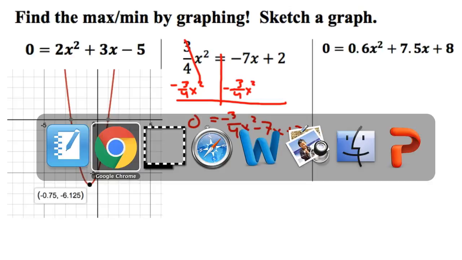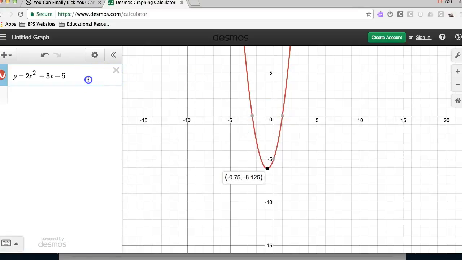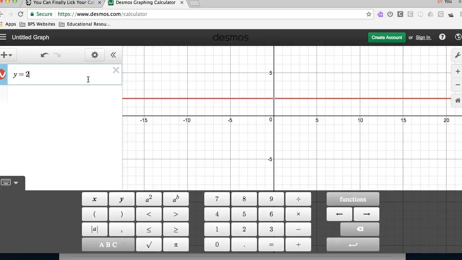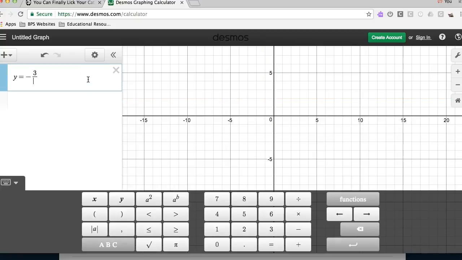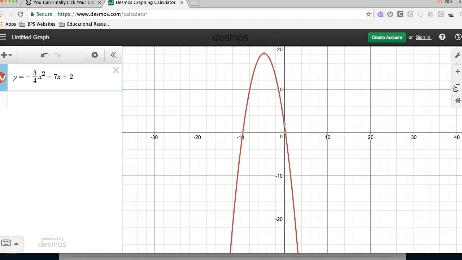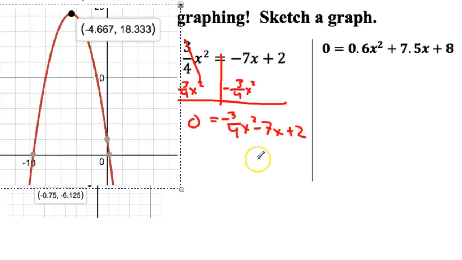Put that right in Desmos. Okay. -3 divided by 4x squared minus 7x plus 2. There we go. Okay, I can't see it. Let me zoom out. Boop. I got him right there. Okay, take a picture of this bad boy. Bring it back over.